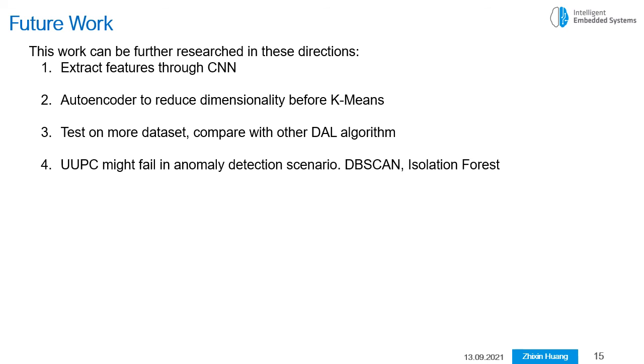Last, UUPC and other mentioned methods might fail in anomaly detection scenarios. One potential solution is performing isolation forest or DBSCAN at the initial stage of active learning to get the rough decision boundary, and then refine the result through our uncertainty utility score selection strategies.